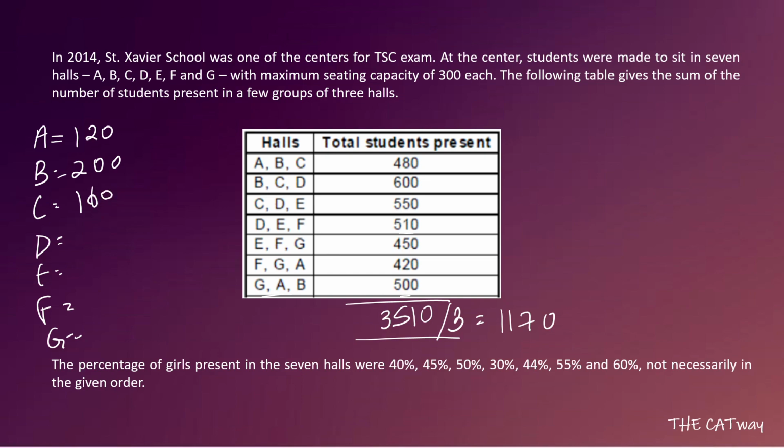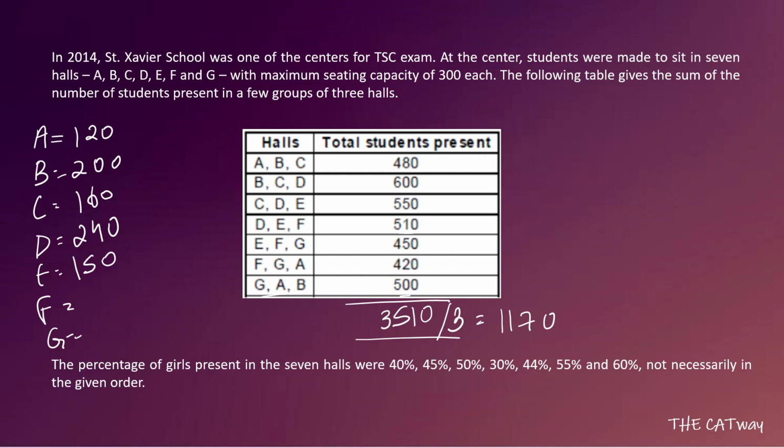For D, what we have? We have 450 plus 450 plus 480, so 800, 930. So we have 240 for D. For E, we need FGA 420 and we need BCD. So 1020. So what is left? What is left is 150.